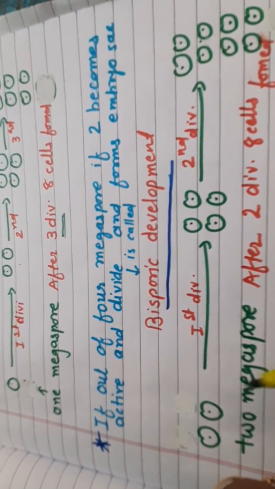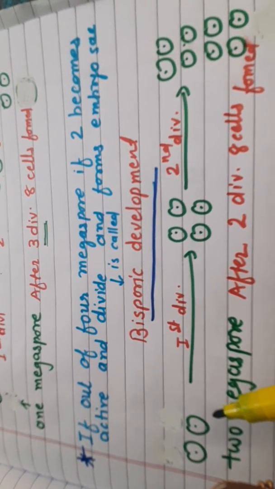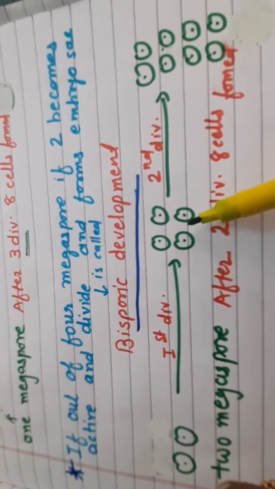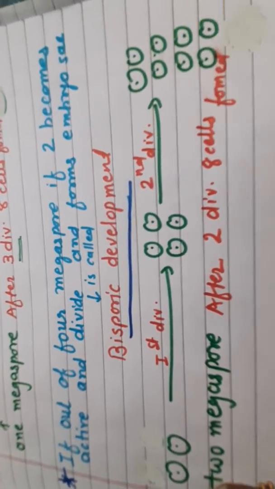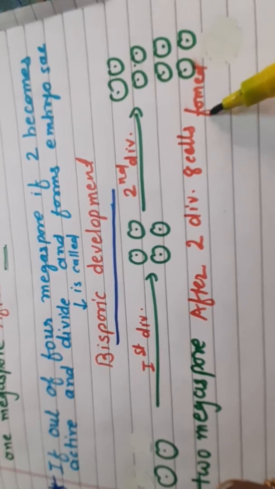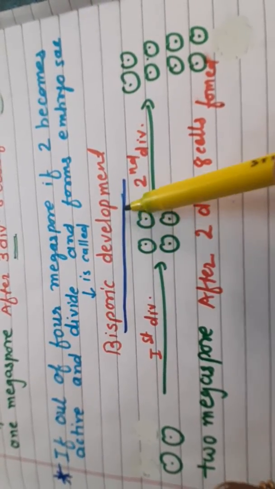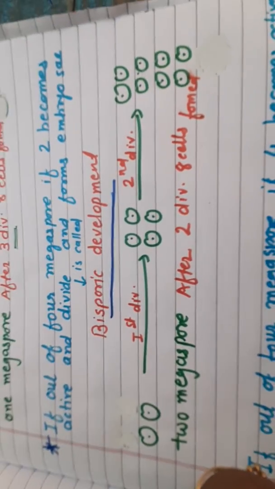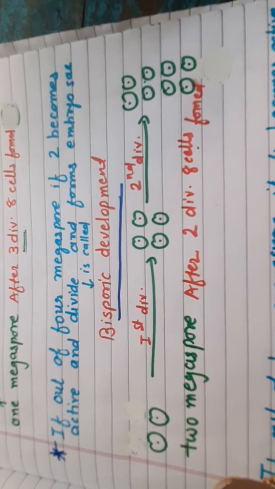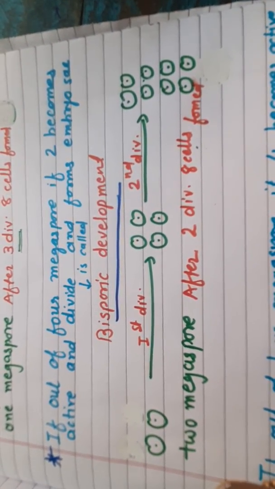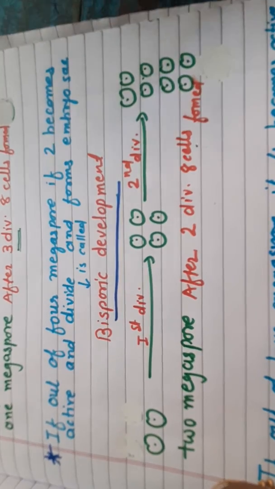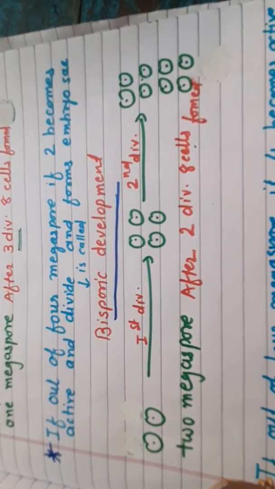Now if 2 megaspores are involved in the formation of the embryo sac, then due to the first division we have 4, and due to the second division we have 8. So from 2 megaspores, after 2 divisions, we have 8 cells. Such a development is known as bisporic development. Remember, why 8 cells? Because the female gametophyte, or embryo sac, has 8 nuclei. So its main target is to form 8 cells for the formation of the female gametophyte.